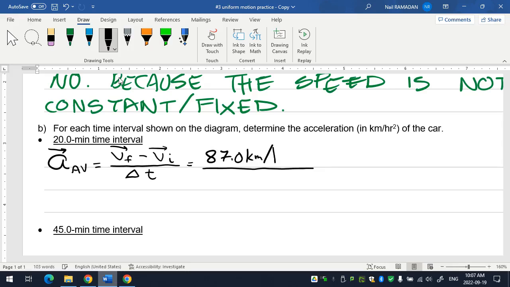kilometers per hour. In which direction? Thank you. Subtract. What was the initial velocity value? 75 kilometers per hour, also in the north. Divided by how much? Now, how much time has passed? Well, no, the first time. The first interval. 20 minutes.